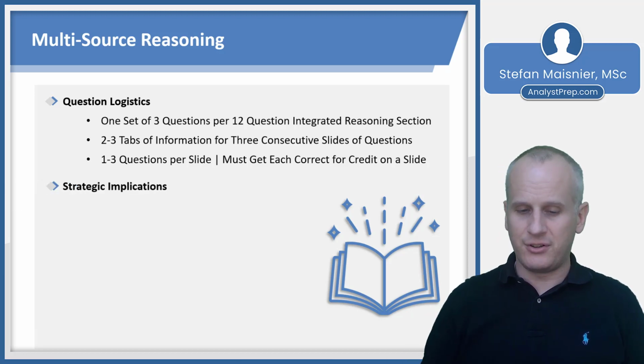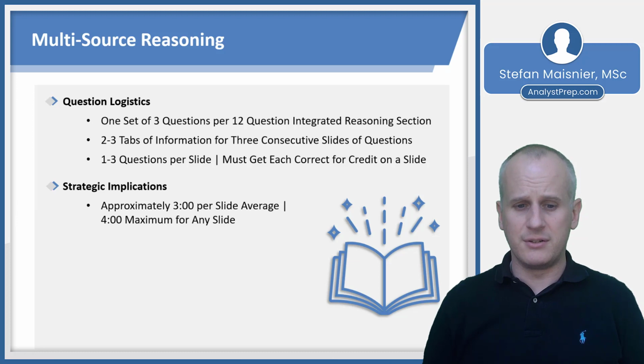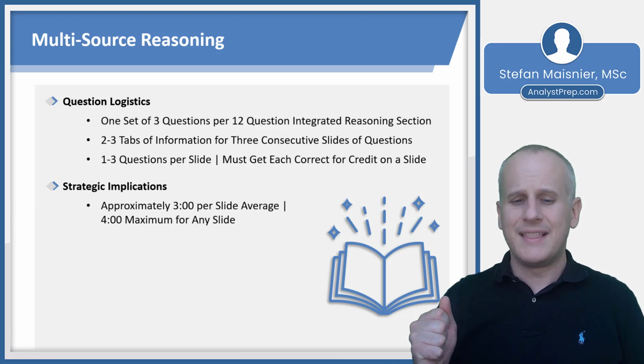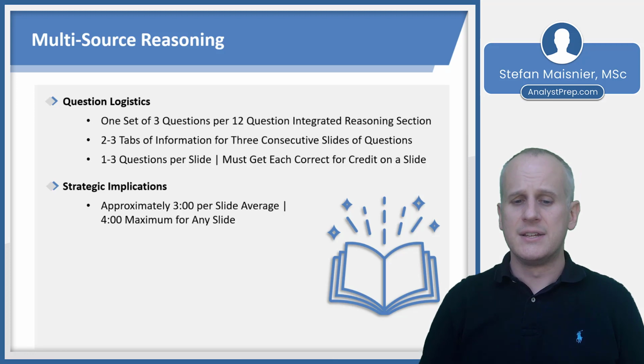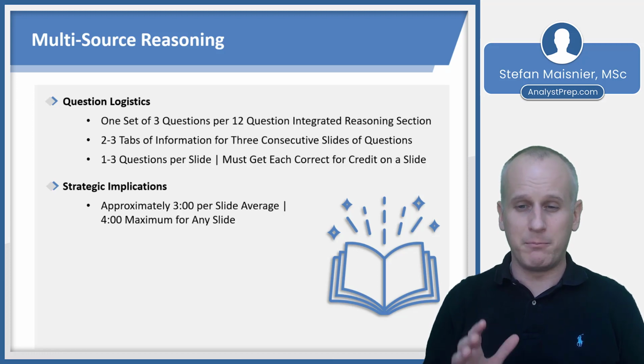Now, strategically, these have some pretty interesting nuances that we want to apply. First, you should allow yourself just a little bit more time per question for the multi-source reasoning as opposed to, say, graphics interpretation. There's just much more information to synthesize. So allow yourself about 3 minutes per slide as an average for the multi-source reasoning, and a maximum of 4 minutes for any slide. But generally, you pick up speed as you work through the slides.